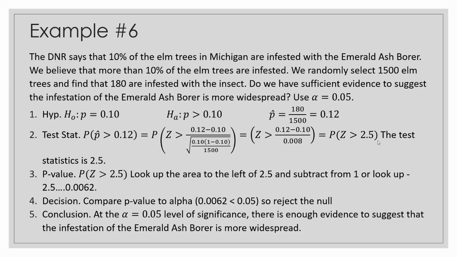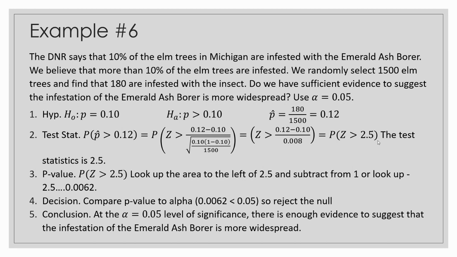Now, in this particular instance, we think that there are more than 10% of the elm trees infested. So the alternative is p is greater than 0.1. And you'll notice again that the test statistic matches that inequality. We compute the p hat, the sample that they took. 180 of those trees out of 1,500 gives us 12% or 0.12. We use formula number 34. We end up with 2.5 as the test statistic.